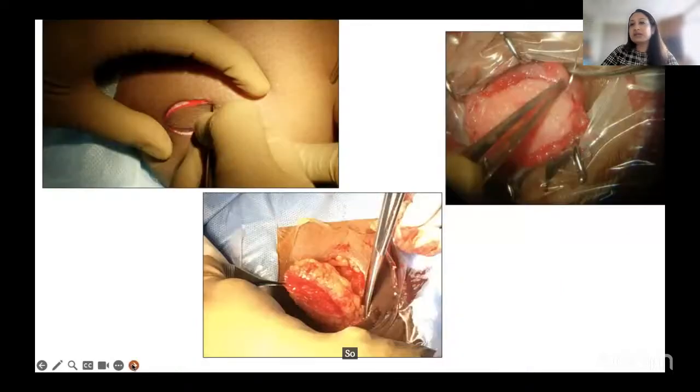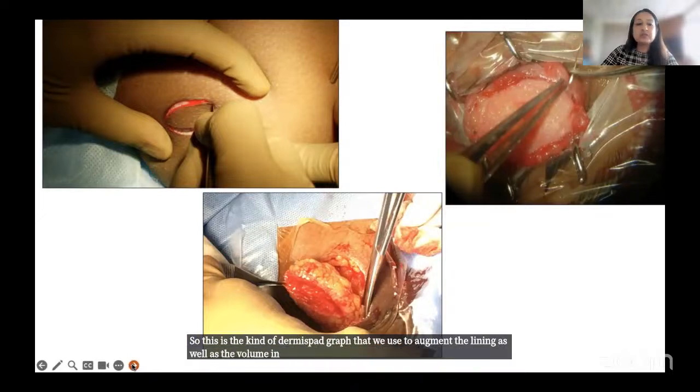So this is the kind of dermis fat graft that we use to augment the lining as well as the volume in the socket. We remove the epidermis and use the dermis and the fat to augment the volume.